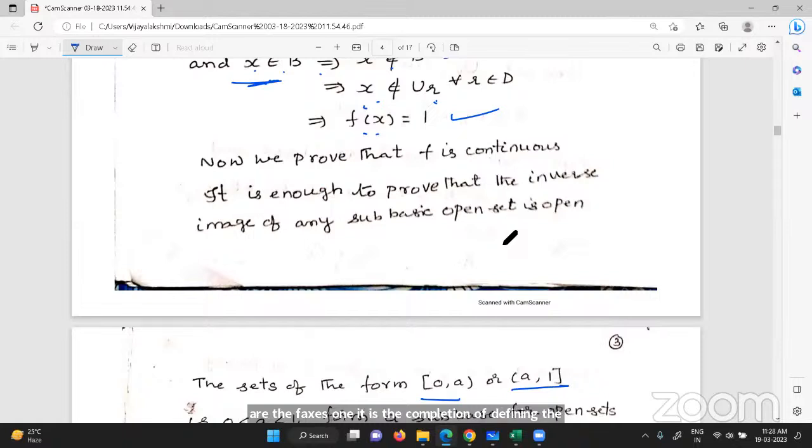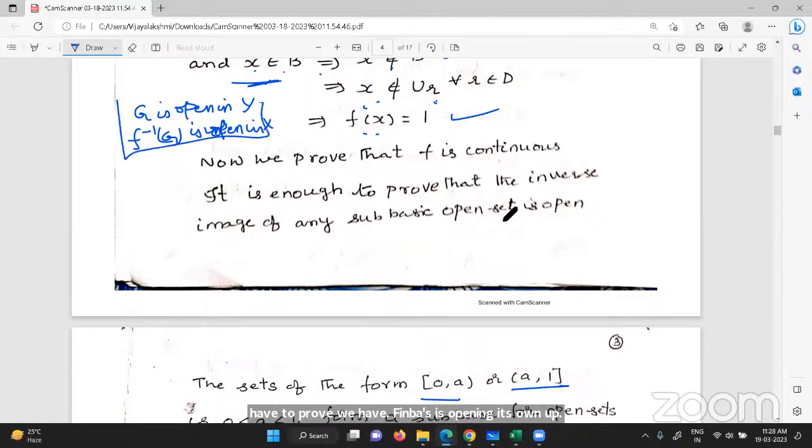Now we prove that the function f is continuous. If you want to prove function f is continuous, I told you, remember, whenever G is open in Y, you have to prove f inverse of G is open in X. Right?